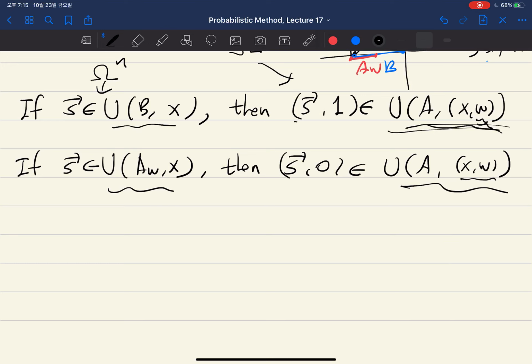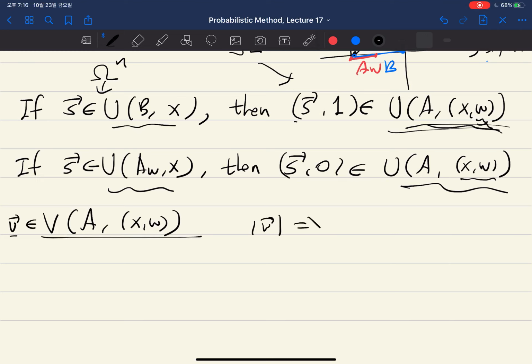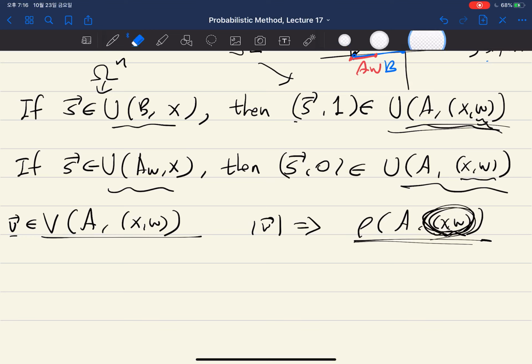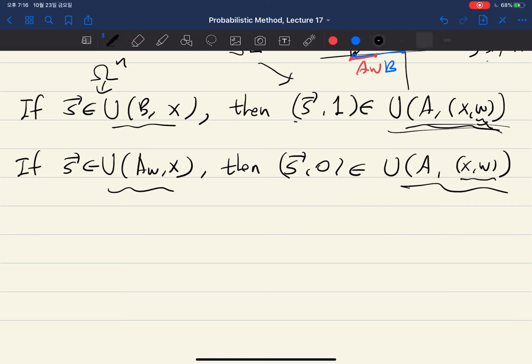But what do we want to analyze? We want to analyze this. We want to find a V in here with a minimum size, which will yield rho of A, X, W. That's what we want to measure: for given X and W, we want to measure this, and then take the integral over all XW. But we know this V of A, XW is a convex combination of these vectors.